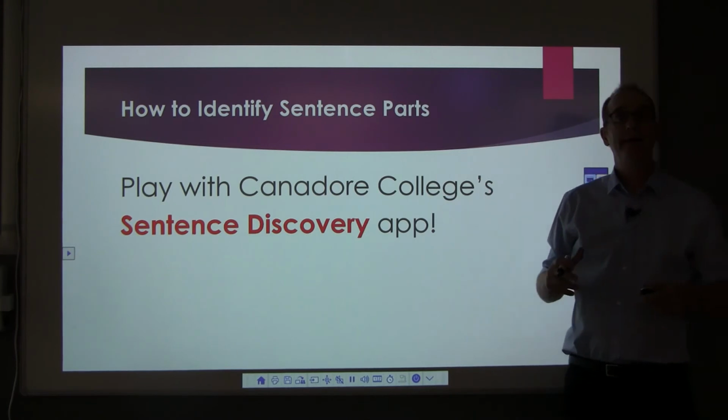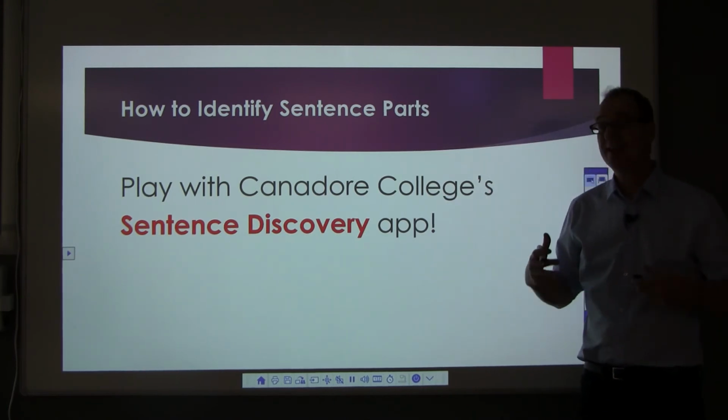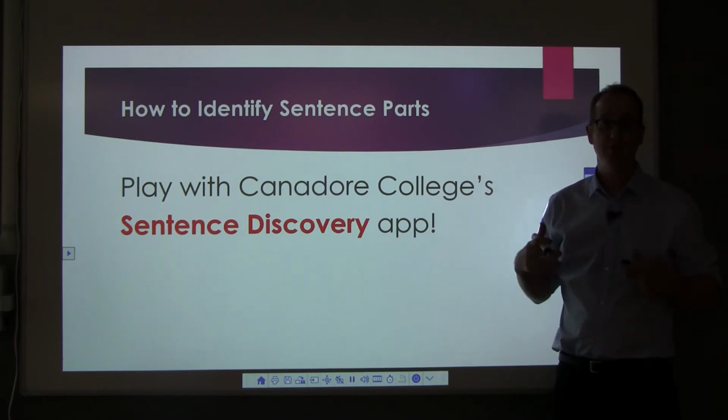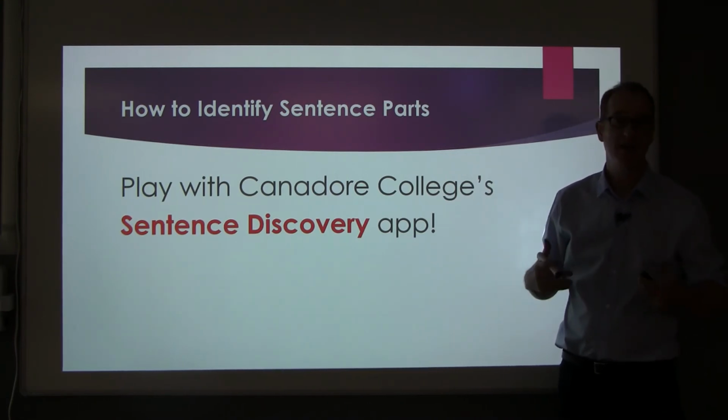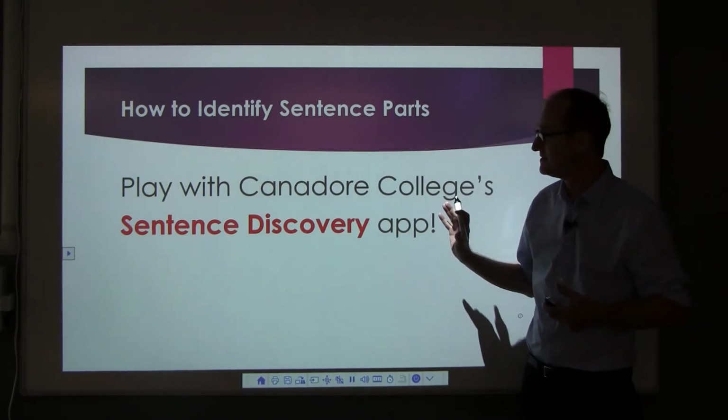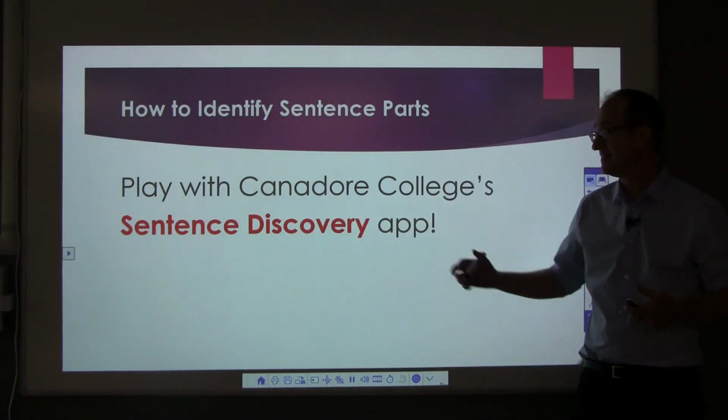Now, in conclusion, it's really important to be able to identify parts of a sentence when you have to avoid run-ons and fragments and all that sort of thing. So if you ever want to learn how to identify sentence parts, please visit the Sentence Discovery app.